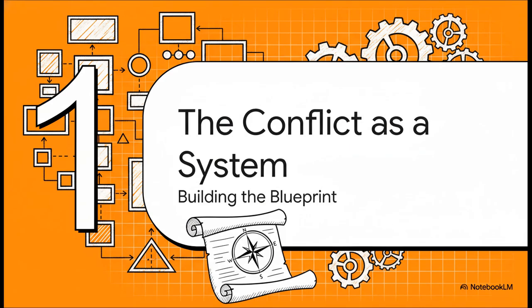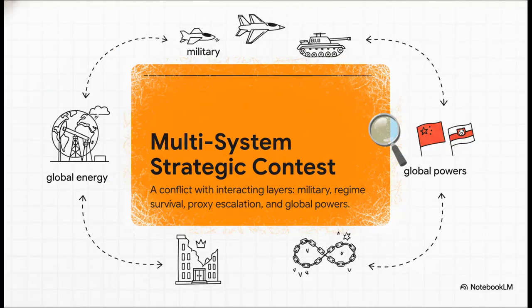We have to actually map out the architecture of the conflict, figure out its core parts, and see how they all plug into each other. This is the foundation for everything else we're going to do. And this brings us to the absolute core idea of this framework. A major conflict, like the one involving Iran, the US, and Israel, isn't just one war. It's what you'd call a multi-system strategic contest.